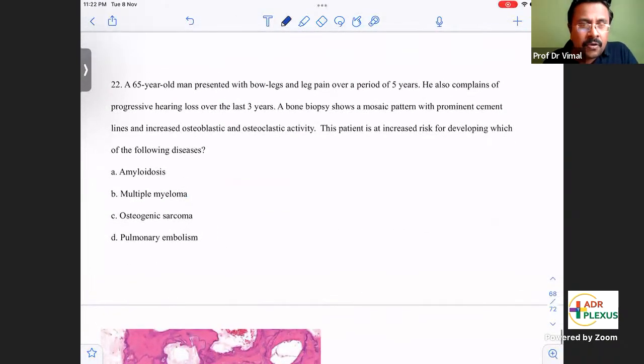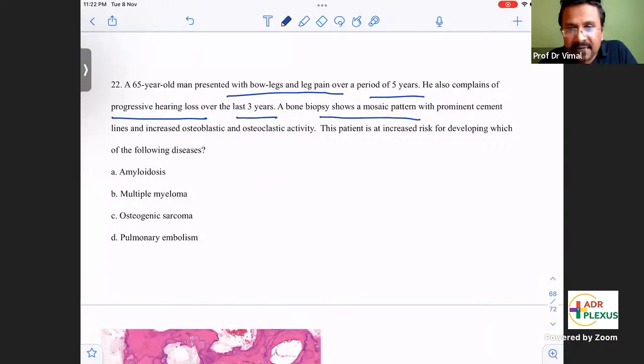Then a 65-year-old man presented with bow legs and leg pain. So there is a bone deformity for a period of 5 years. He also complains of progressive hearing loss for the last 3 years. And a bone biopsy shows a mosaic pattern. Very important keyword. With prominent cement lines and increased osteoblastic and osteoclastic activity. The patient is at risk of developing which of the following diseases?